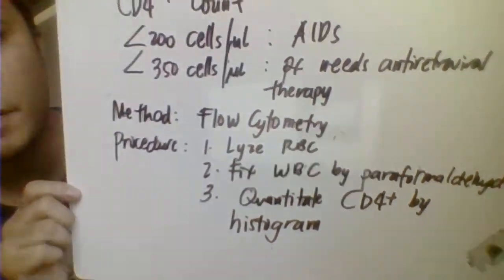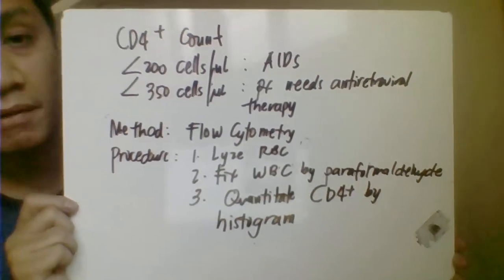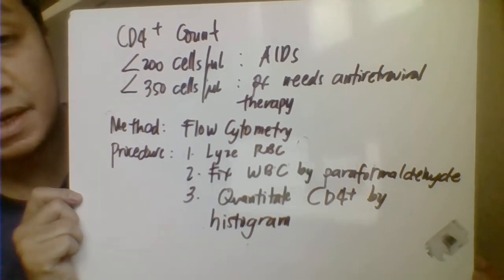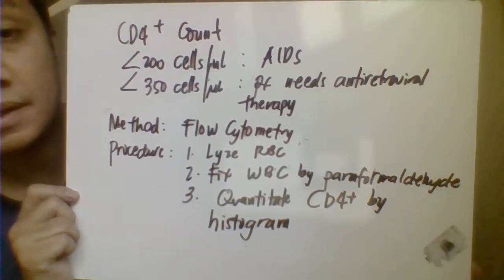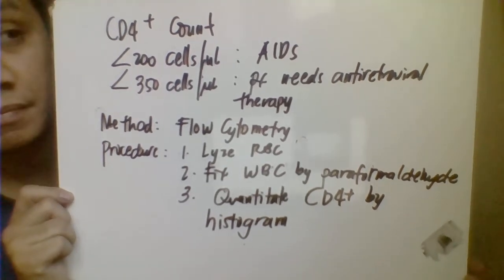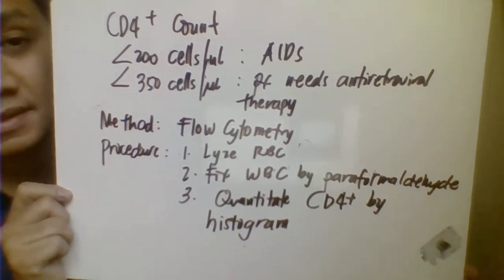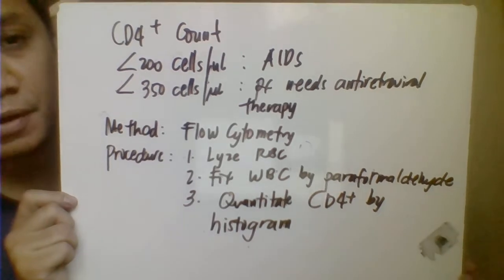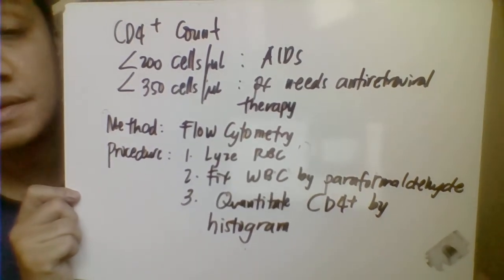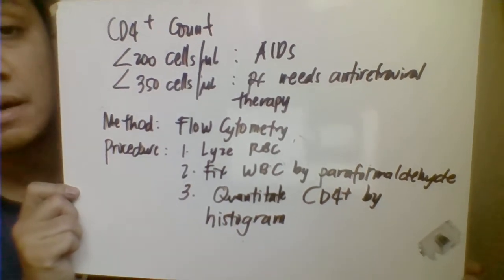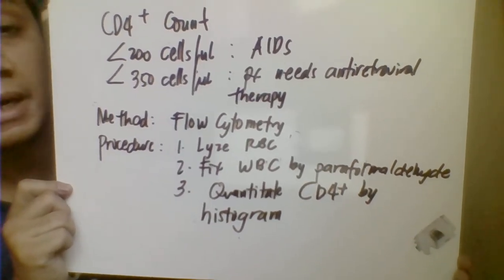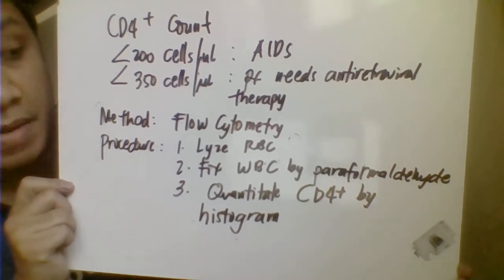For the tests that we perform for HIV testing, we have here the CD4 count. With a CD4 count of less than 200 cells per microliter, the patient is already at the AIDS stage, immunocompromised. On the other hand, if the CD4 count is less than 350, then the patient should be advised to undergo antiretroviral therapy.